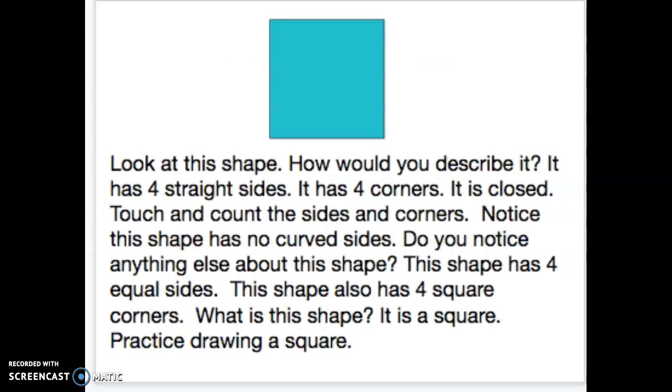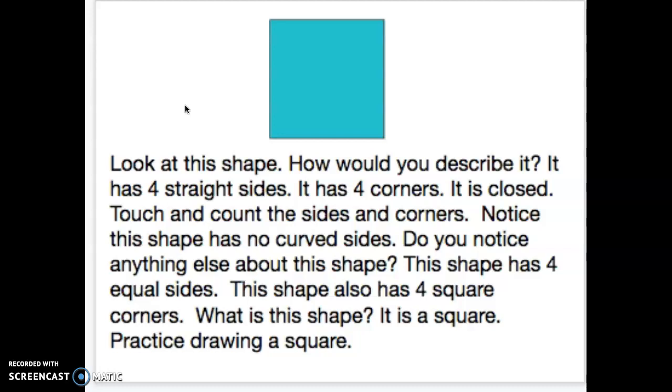Look at this shape. How would you describe it? It has 4 straight sides. It has 4 corners. It is closed. Touch and count the sides and corners. Notice this shape has no curved sides. Do you notice anything else about this shape?